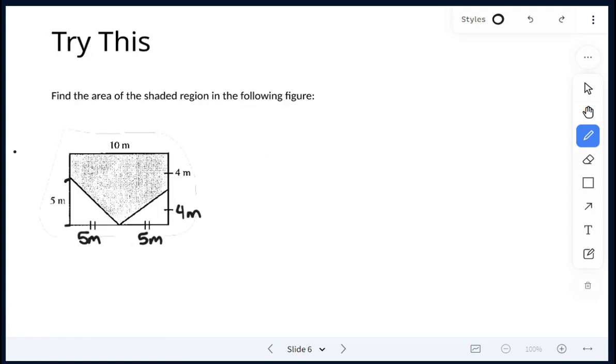All right, so for this example, you have to figure out the area of the rectangle, and we have to subtract out those two triangles. So let's organize our steps here. Let's figure out our area of our rectangle first. Area of that is length times width. Length is 10, and our width is 4 plus 4, which is 8. So 10 times 8, which is 80 meters squared. All right, there's our area of our rectangle.